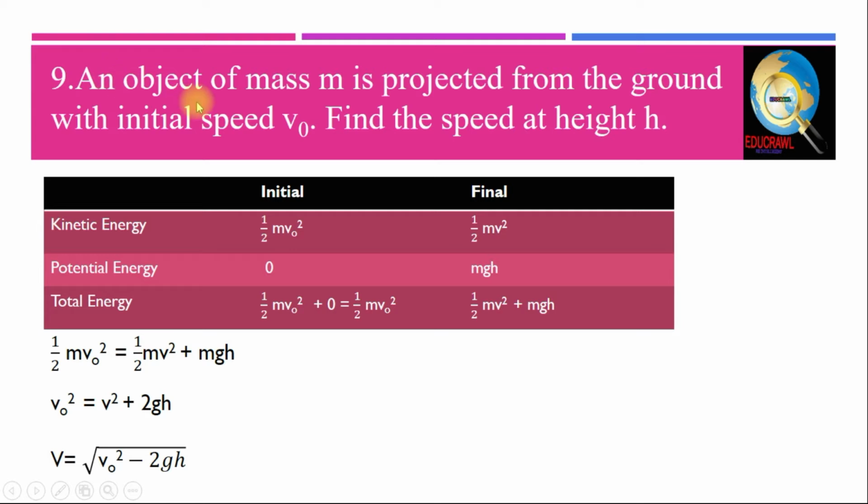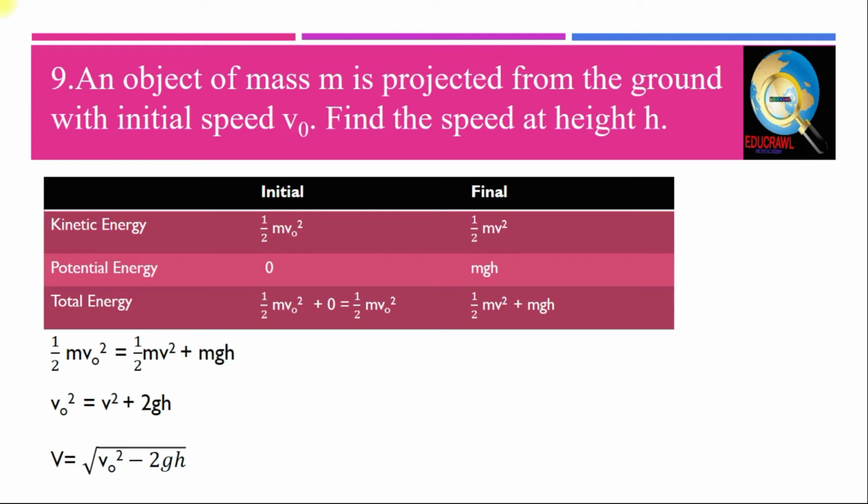Ninth problem. An object of mass m is projected from the ground with initial speed v0. Find the speed at height h. So initially it has a speed of v0. Since it is moving with the velocity, it will have kinetic energy. So since its velocity is v0, the kinetic energy is given by half m v0 square. This is the initial energy.